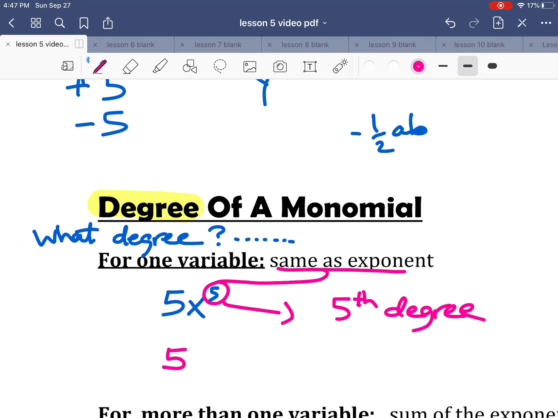Careful, if it just says this, 5a. It's not 0 because really this is a little 1 on there. So your answer here would be 1st degree or 1 degree.